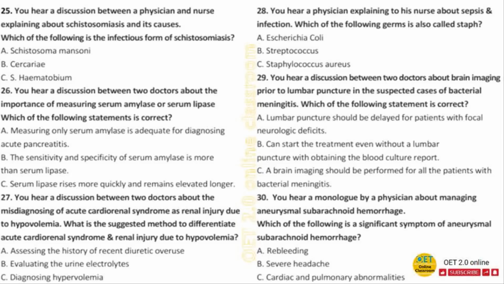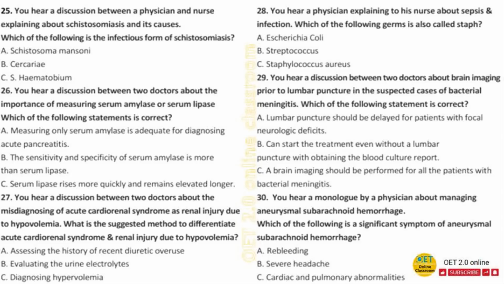Hello, doctor. Can you please explain to me when the brain imaging should precede lumbar puncture in the suspected cases of bacterial meningitis? For the patients with immunodeficiency or focal neurologic deficits, or with altered mental status or seizures in the past 7 days, a brain imaging should be performed prior to lumbar puncture. Moreover, corticosteroid therapy and empiric antibiotics should be started immediately after lumbar puncture without waiting for the results.